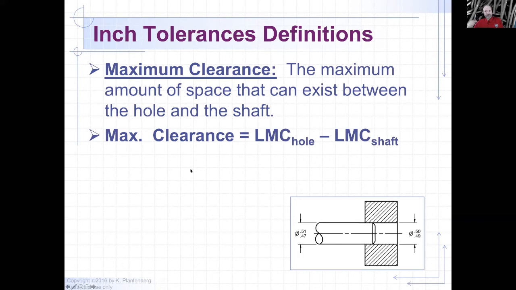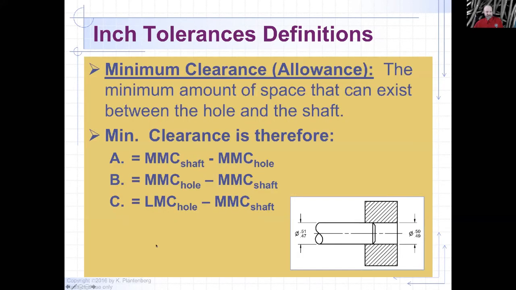You'll have to remember these definitions, so study them. Now, minimum clearance is when the minimum amount of space exists, and it can be a negative number. When you have force fits and things like that, it could be a negative number. What that means is the shaft is bigger than the hole, and that would be a material clearance allowance. Sometimes there was a gap. So let's see what you come up with: what's the answer for the minimum clearance? A, B, or C?